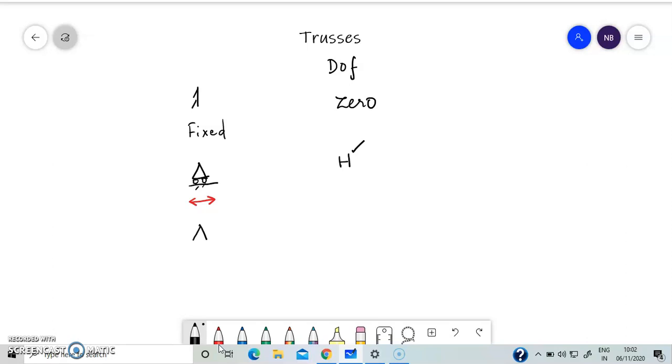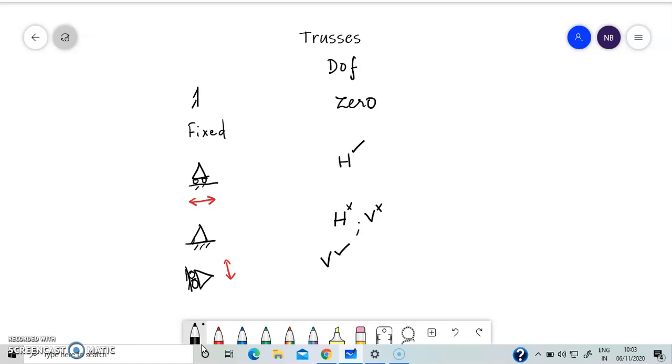Similarly, if we have a hinged support, H is not allowed, that is horizontal displacement is not allowed. V is also not allowed. So vertical displacement is also not allowed. And we could also have a roller support like this, which allows vertical displacement as indicated by the red arrow. So we will have vertical displacement in this type of support. So this you need to remember while solving your problems.